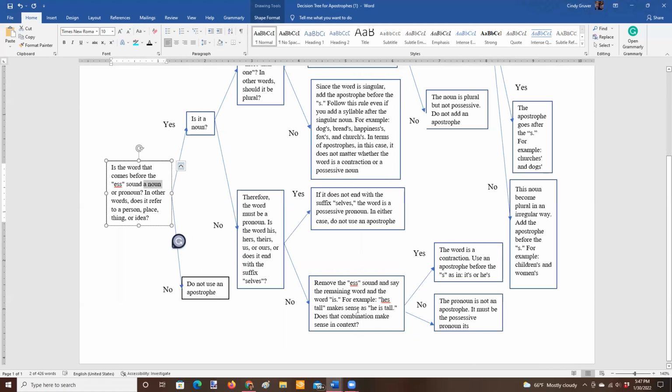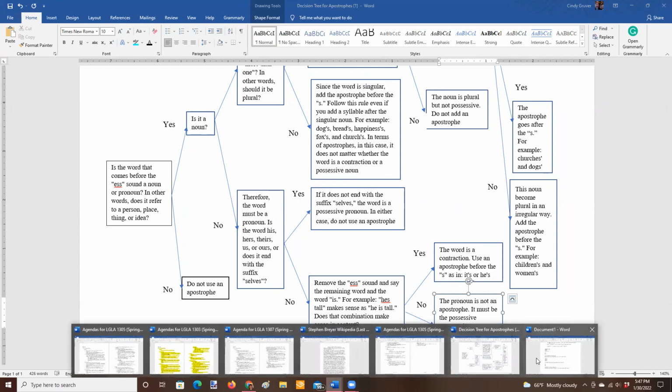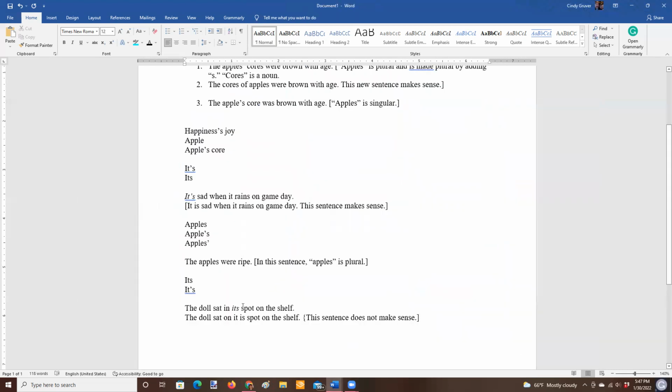So does this sentence make sense? No. So the apostrophe, let me see, the pronoun does not have an apostrophe. It must be the possessive pronoun its. I mean it should not have an apostrophe. So when its is acting as a possessive pronoun, we don't add anything. So this one is wrong.